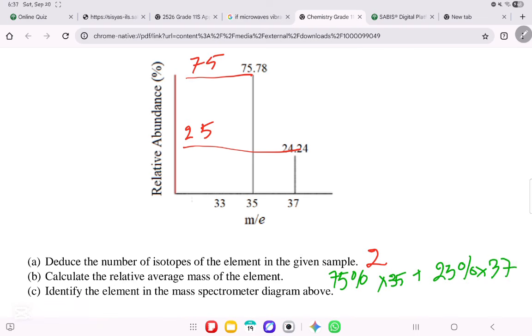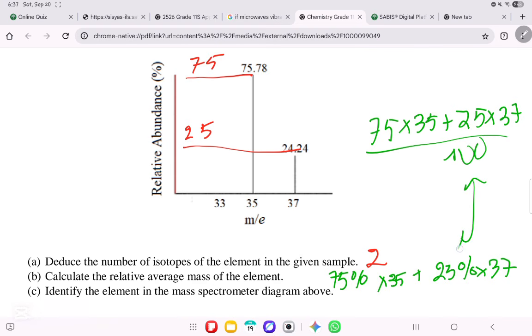Now, you could do it like this. You don't need to put it over 100. Why? Because you already put the percentage. Or you could do it like 75 times 35 plus 25 times 37 over 100. Either this or this, they are both the same. They both work. So in all scenarios, you put it on the calculator and you're supposed to get 35.5. This is the relative average mass of the element.